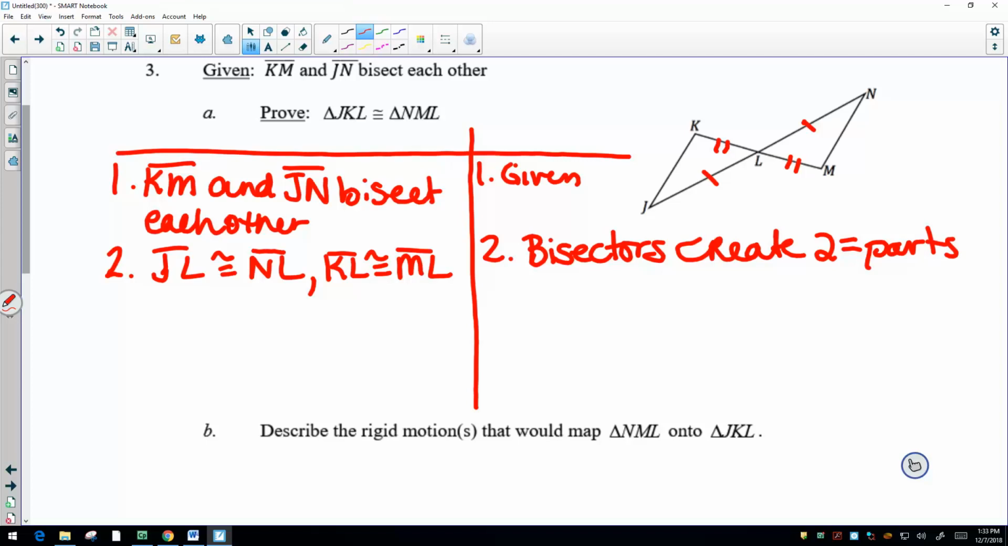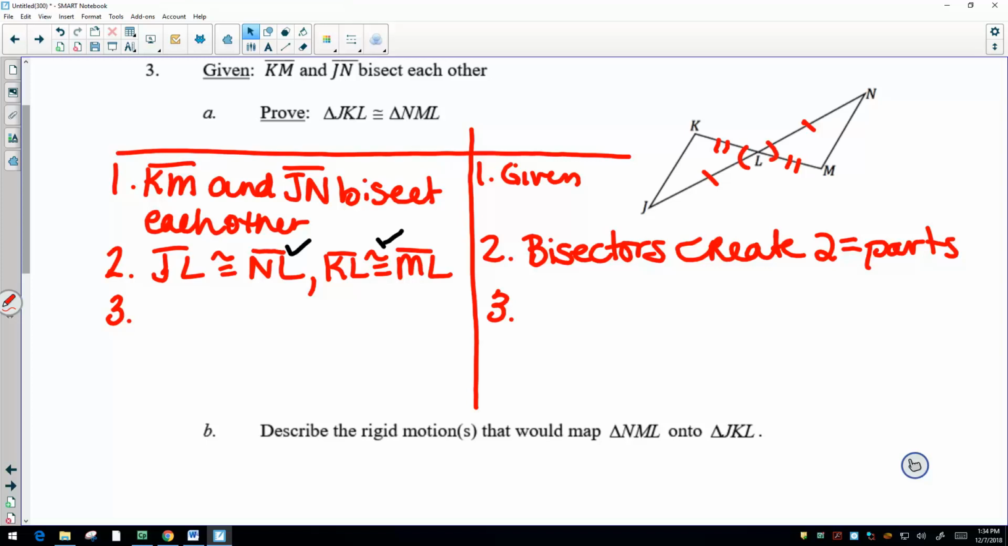Okay, so I've marked my picture. Maybe I do a quick little check mark. So I have 1 congruent statement. I have 2 congruent statements. I'm looking for a 3rd. I've used up my given. I have nothing more in my given. So maybe I go to my picture and I say, well, do I see anything? Are they positioned in any which way? And I can say, yeah, I see those are vertical angles.